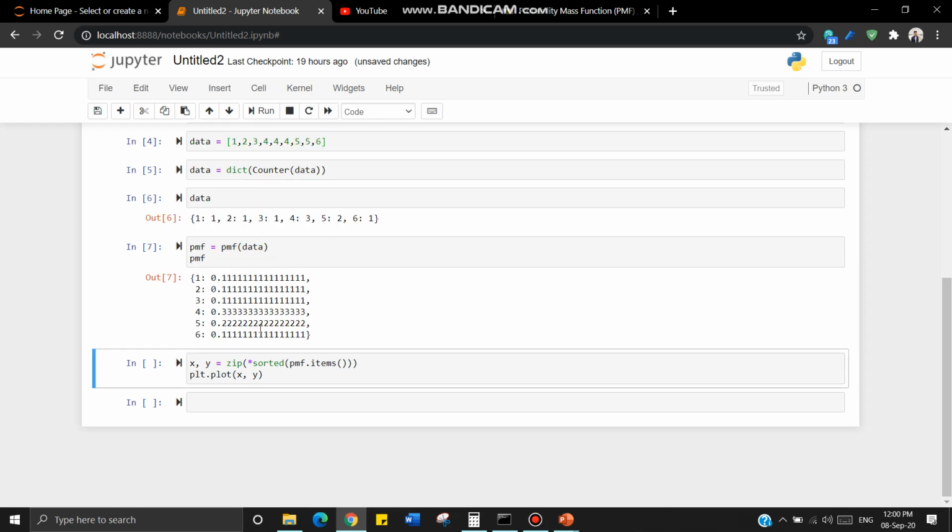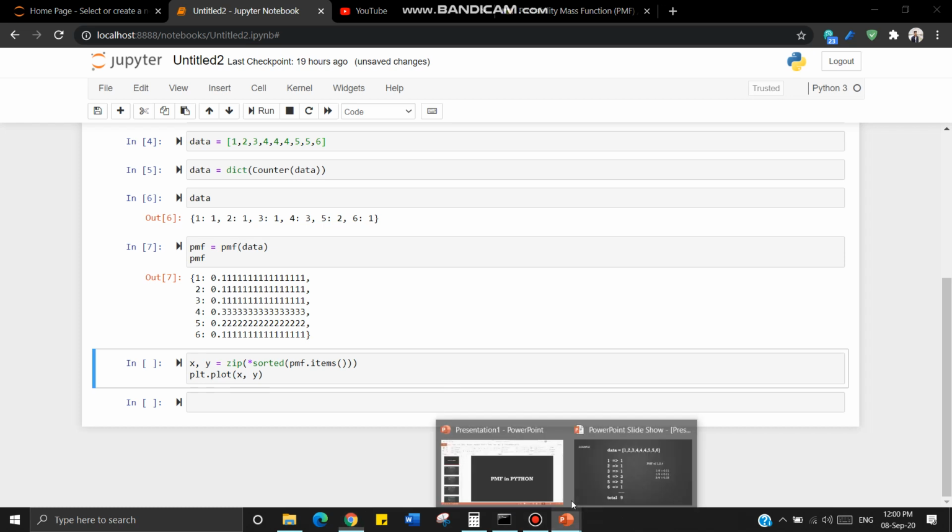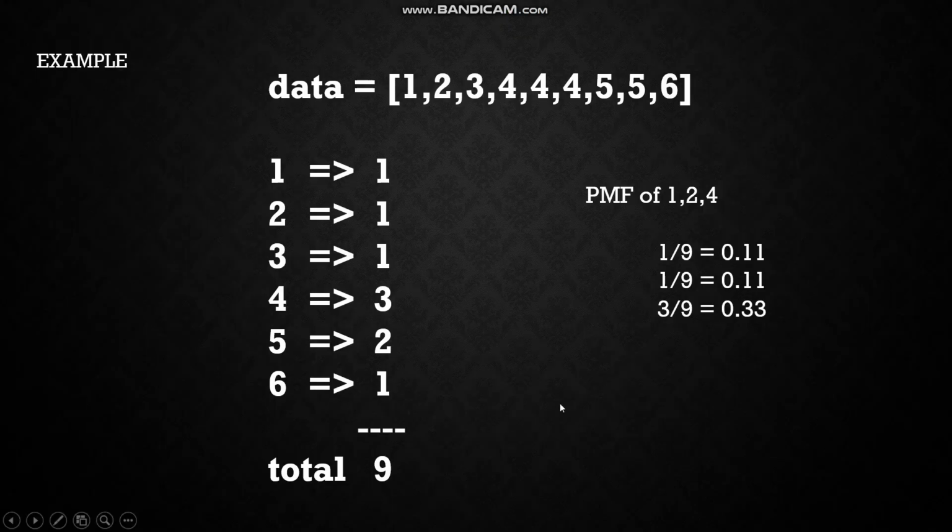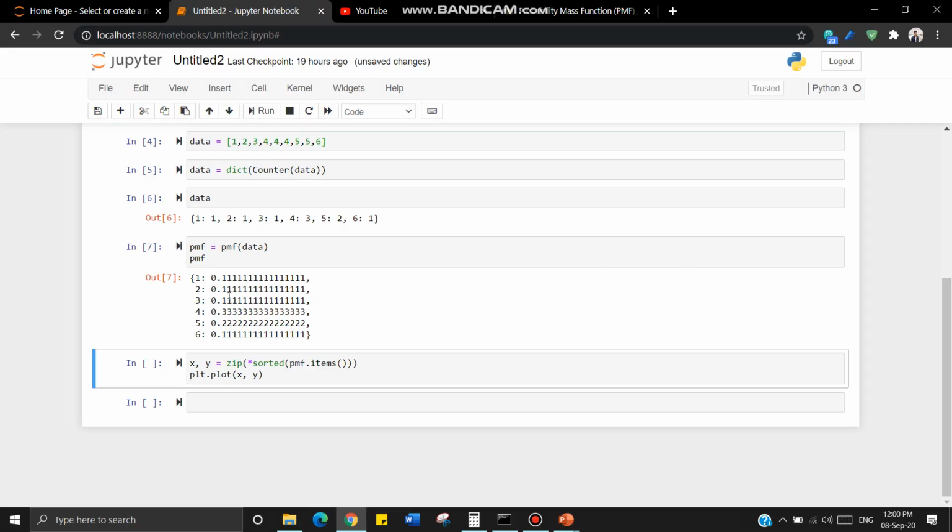Then we call this PMF function. It gives us the probability of each number. For 1 it gives 1 by 9, which is 0.11. For 2 it's again 0.11 because it occurs only 1 time. 3 is also 1 time only, so 1 by 9. 4 is 3 times, so 3 by 9. 5 is 2 times, so 2 by 9. And 6 is 1 by 9.